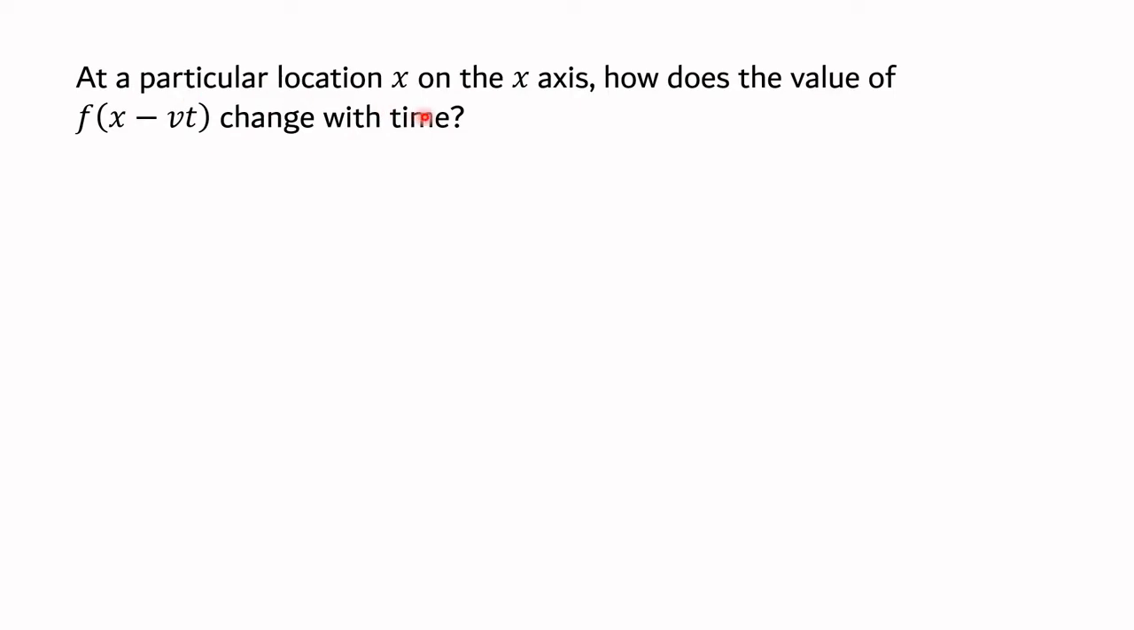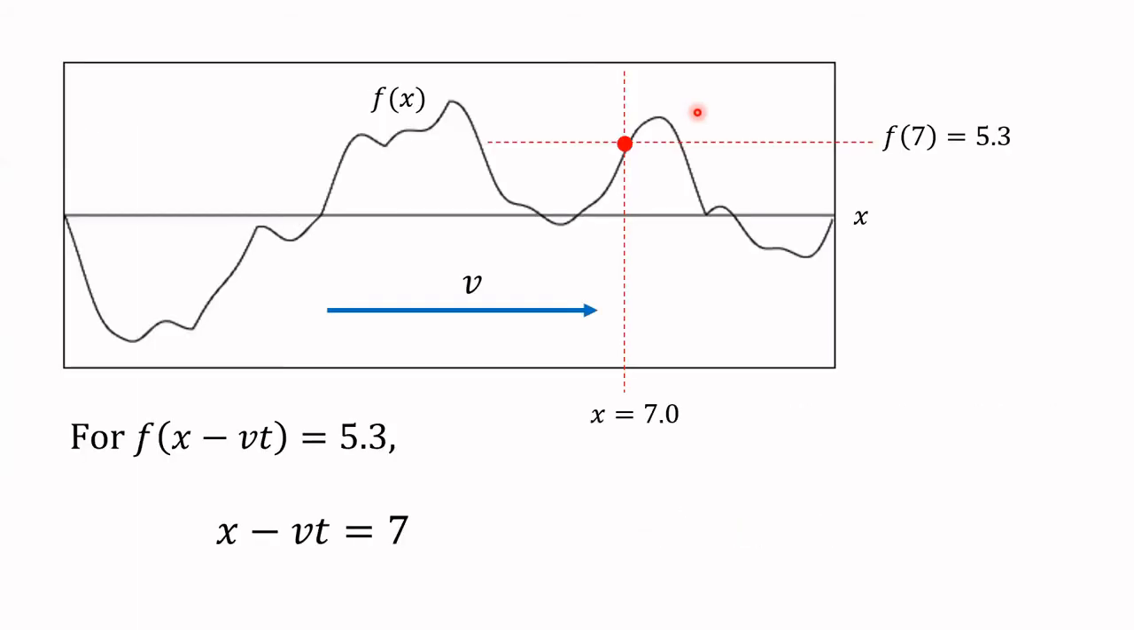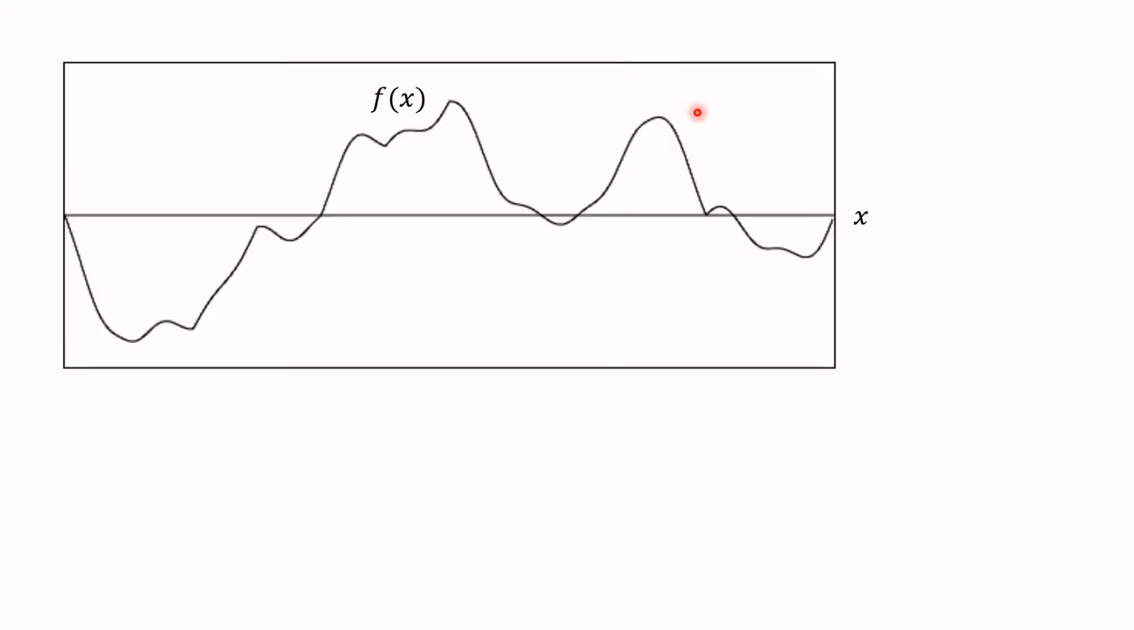So, at a particular location on the x-axis, suppose we're watching this waveform translate to the right, and we'd like to know how the value of f changes with time. Let me go back so you have something concrete to think about. Yeah, this works. Let's pick, fine, x equals 7. Well, the height of the curve right now, I chose the number 5.3.